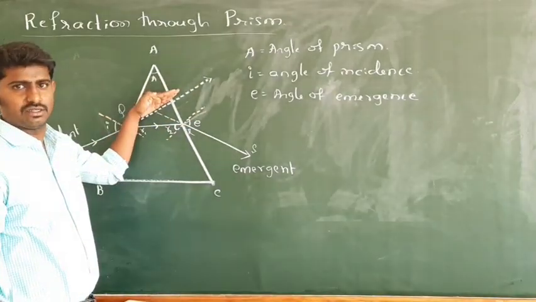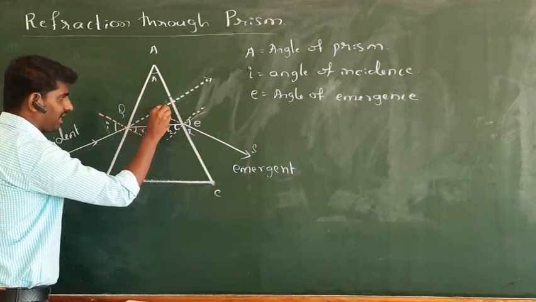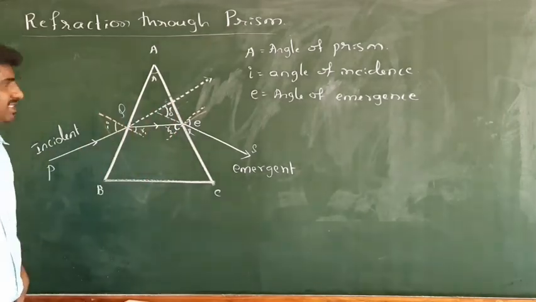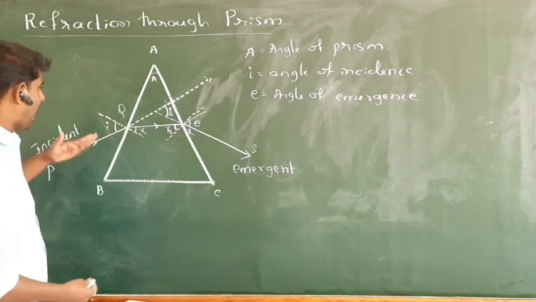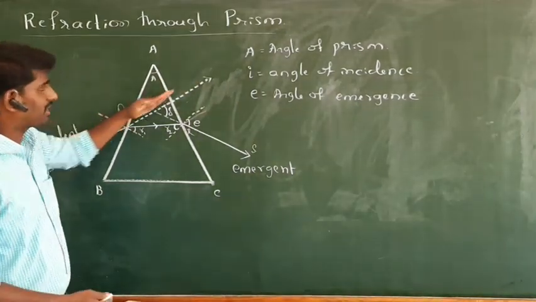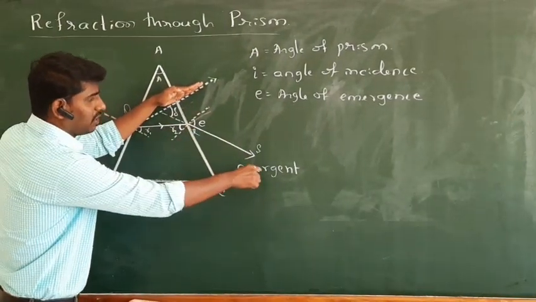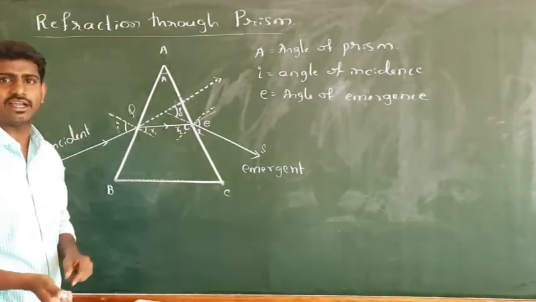We can calculate it by the angle. I can say this is deviated through a particular angle, and that is delta. For example, it may be 10 degrees, 20 degrees, 30, 40 degrees like this. So actually this is the original path of light, the original path of the incident light. But when it is coming out of the prism, it is in this direction. So we can say it is deflected or deviated.